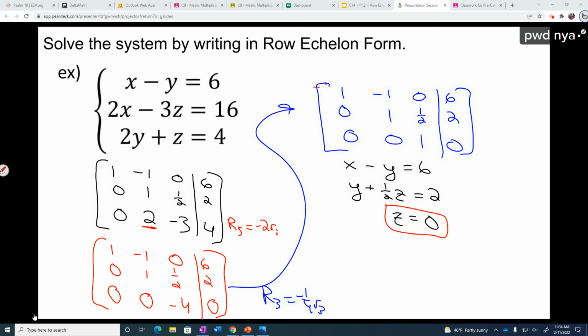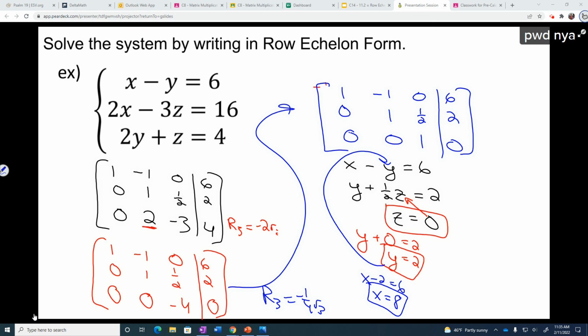So then we're just going to keep plugging up. Plug this into here. That just becomes y plus 0, because the z term comes down to 0. It's 2, so y equals 2. And then we're going to take this and plug it in up here. x minus 2 is 6, so x equals 8. And then we'll write out the ordered triple: 8, 2, 0. Did it.